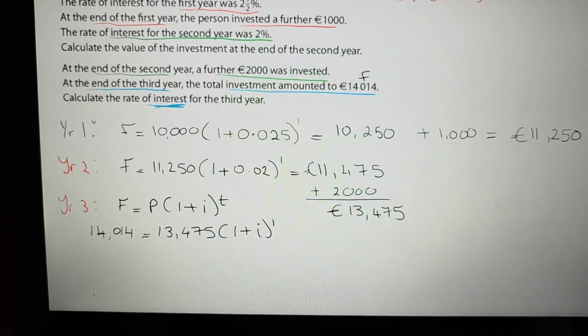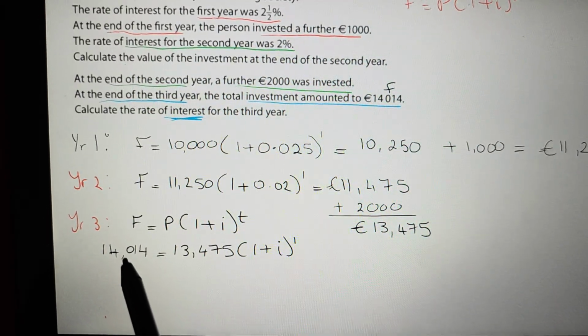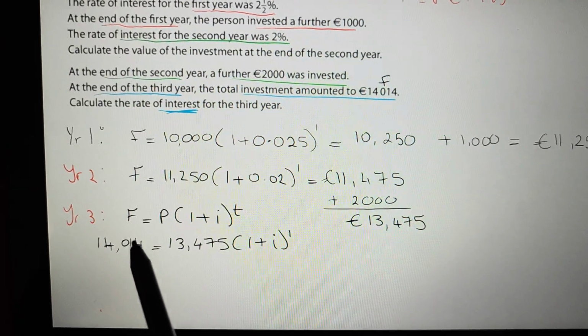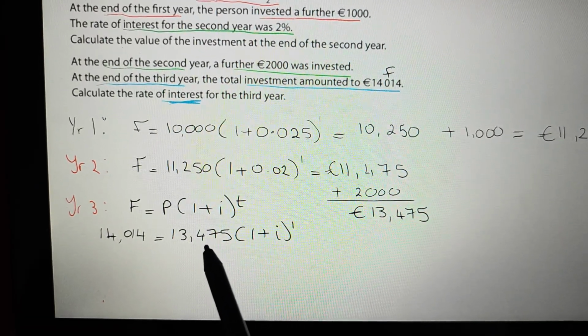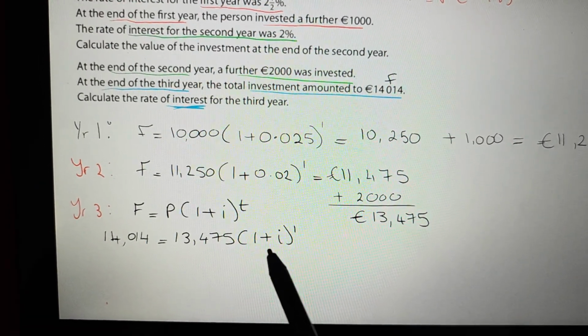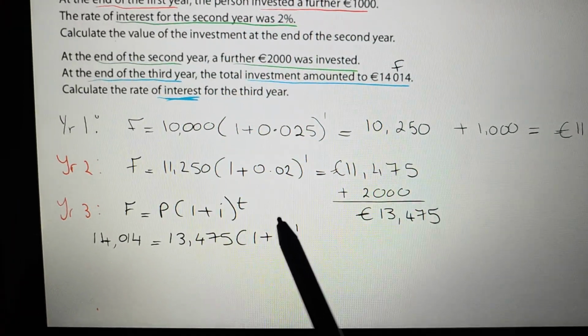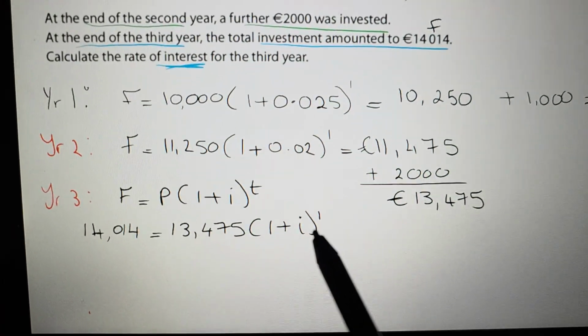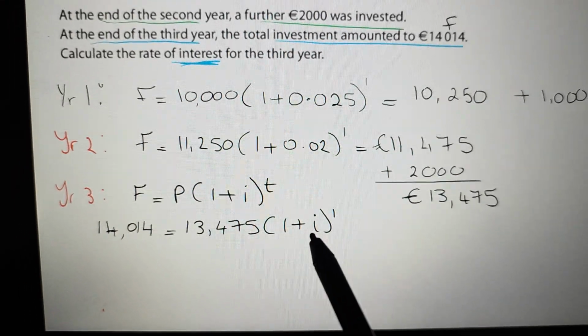So I put down my formula and I sub into the formula what I know. The final value at the end of year 3 was €14,014, equals the principal value at the start of year 3, 13,475, multiplied by 1 plus the interest rate for year 3, which is I, to the power of 1 year because I'm only doing it for year 3. A power of 1 doesn't change anything, so I can ignore it.